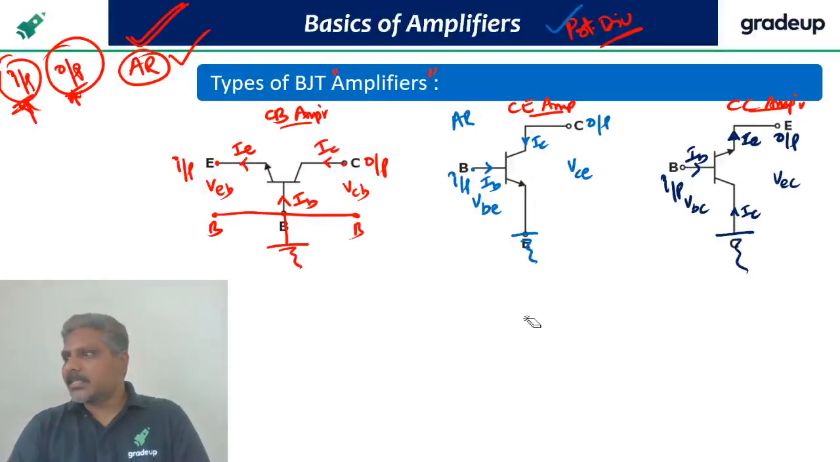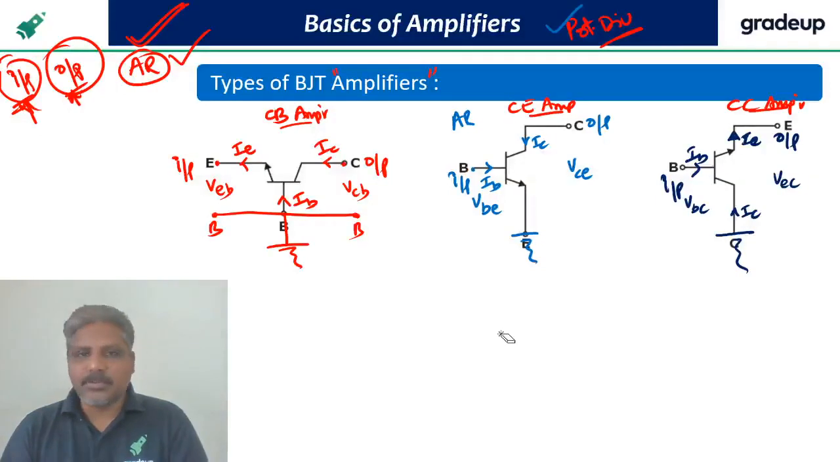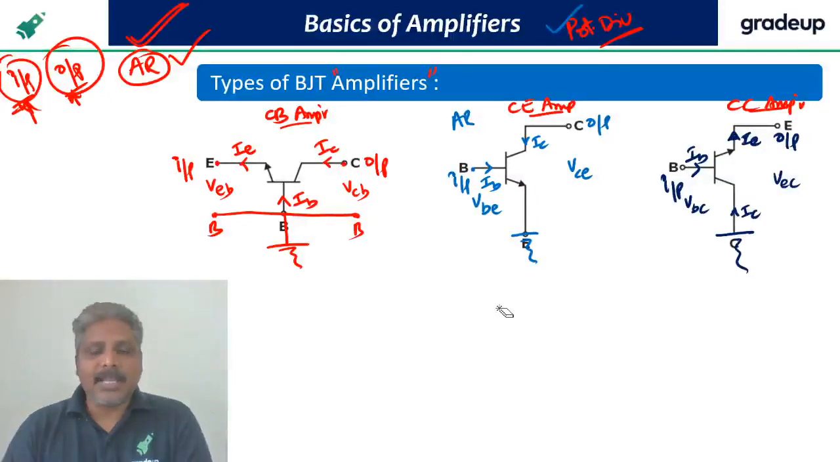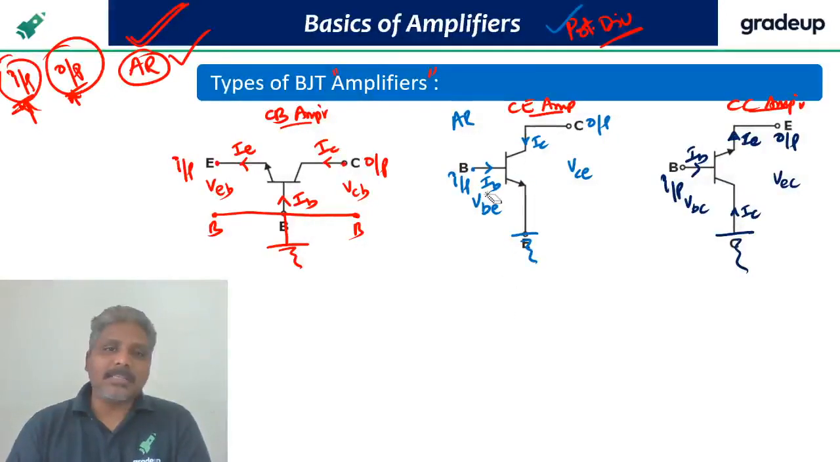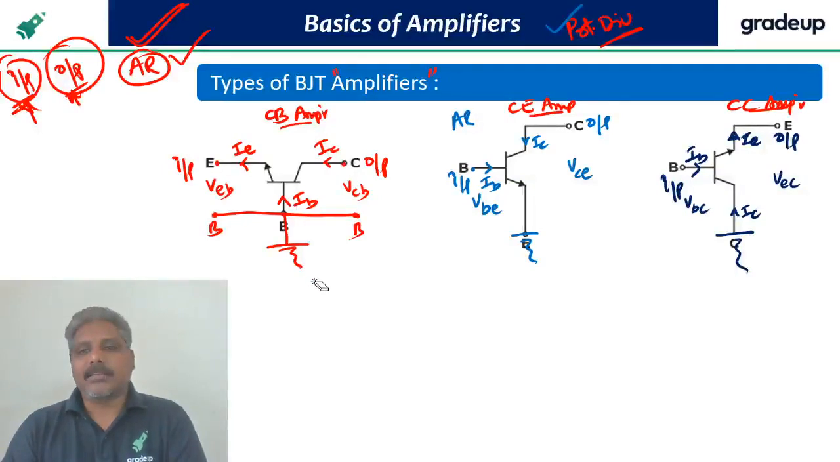Is a BJT used as an amplifier in DC and AC both? No. BJT acts as an amplifier for AC signals only, but with the support of DC. The DC voltages and currents we supply are called biasing. Once it is biased properly, then only is there an amplifier.